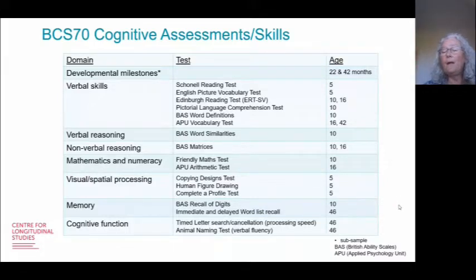In midlife, there are measures more to do with cognitive function, so executive function, memory and processing speed have been tested. And some tests have also been measured at more than one time point. So, for example, the British Ability Scales Matrices test and the Edinburgh Reading test were measured at age 10 and 16. And at age 16 the cohort members completed a vocabulary test, which they also completed again in midlife.